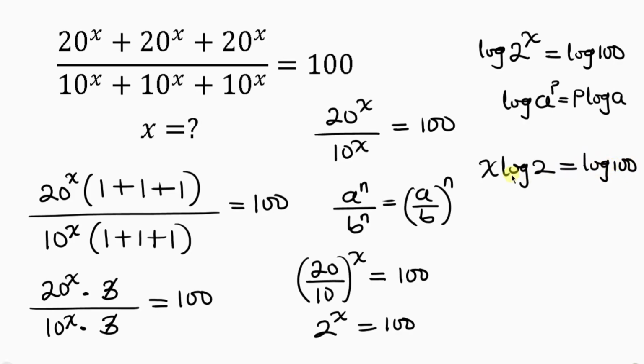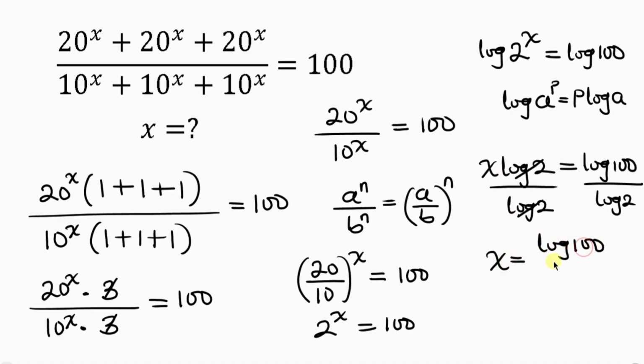Now let's divide both sides by log 2. So I'll divide the left hand side by log 2. I'll divide the right hand side by log 2. Now see that log 2 cancels out, leaving behind x to be equal to the log of 100 all over the log of 2. Well, we can't leave our answer like this. We're going to break it down until its lowest point.